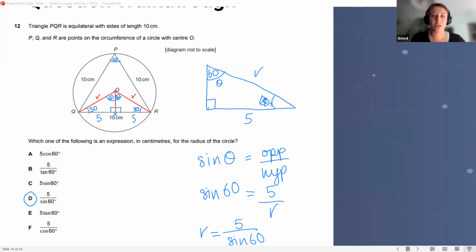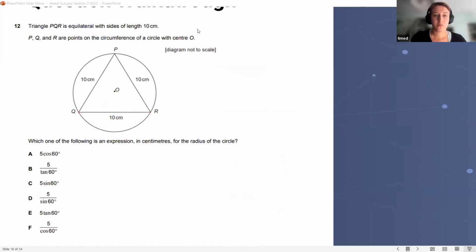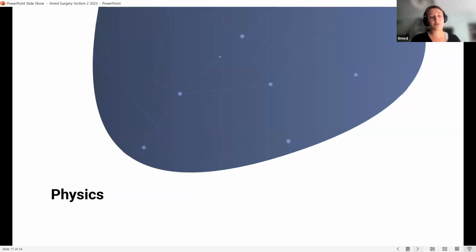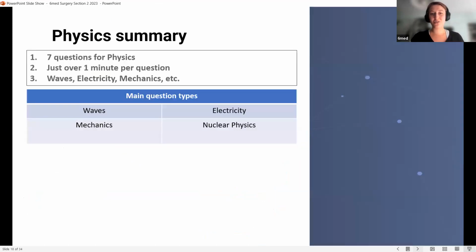Okay, moving on. Okay, so that's our two maths questions. So we'll now move on to a bit of physics, which I know is something that some of you will like and some of you will hate.